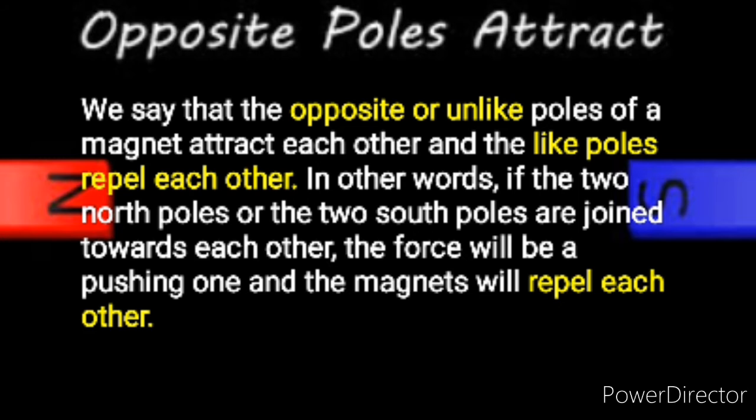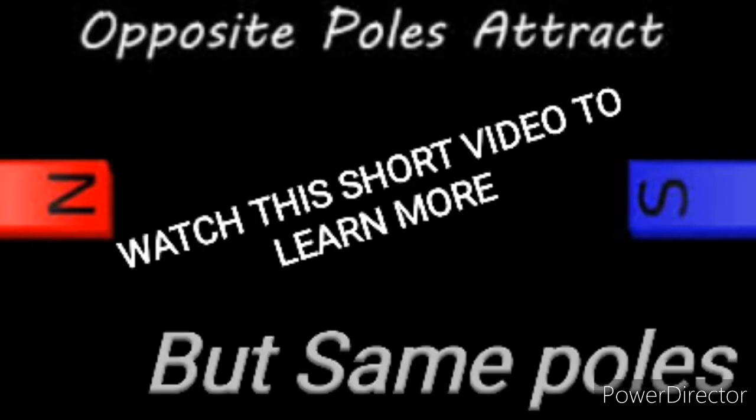Now, what we are saying is opposite poles attract. Okay? We say that the opposite or unlike poles of a magnet attract each other, and the like poles repel each other. What do we mean by the unlike poles? North, south, south, north. What do we mean by the like poles? North, north, south, south. Okay? In other words, if the two north poles or the two south poles are joined towards each other, the force will be a pushing one, is it not? They will be pushing away from each other and the magnets will repel each other. Alright? So opposite poles attract, but like poles or same poles repel.